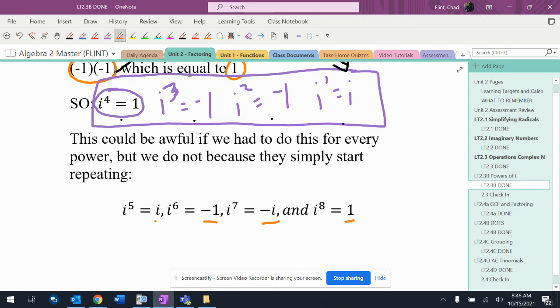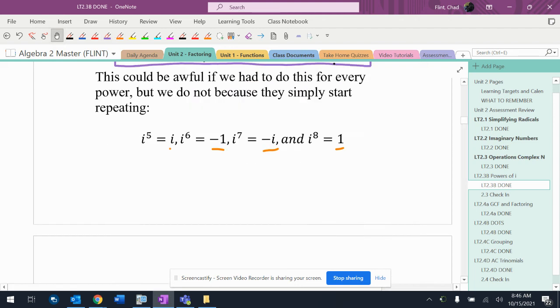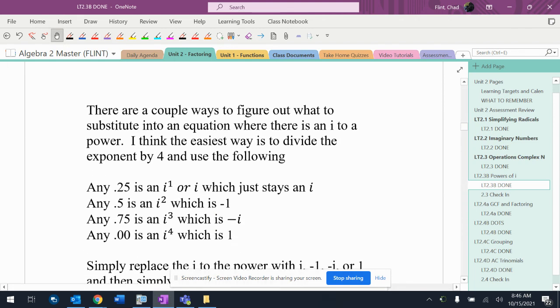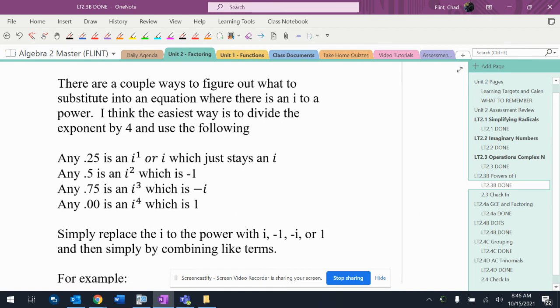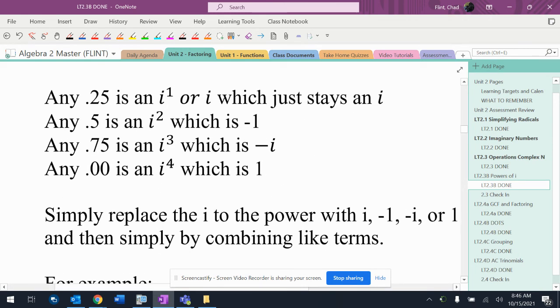So every time you have an i to a power, it either gets replaced with an i, a -1, a -i, or a 1. Now, it could come up, and that could be super, super hard. But the good news is there's a few different ways to do it, but the best way is just to do a division with the exponent.